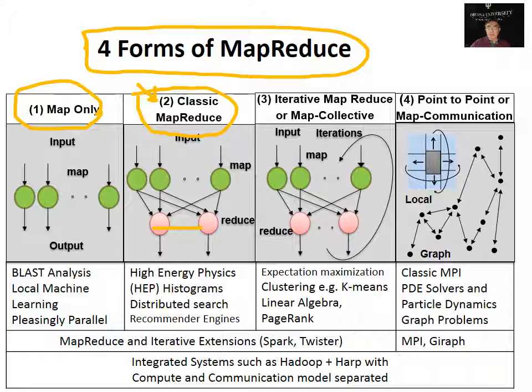Iterative MapReduce I mentioned, actually similar to classic MapReduce, but the whole job involves multiple MapReduces, or what we call map collective: map followed by communications. And those results have to be kept in memory to get good performance. The final form of MapReduce is actually that well known in high performance computing, where you have a lot of point-to-point communication between the maps. We call it map communication.